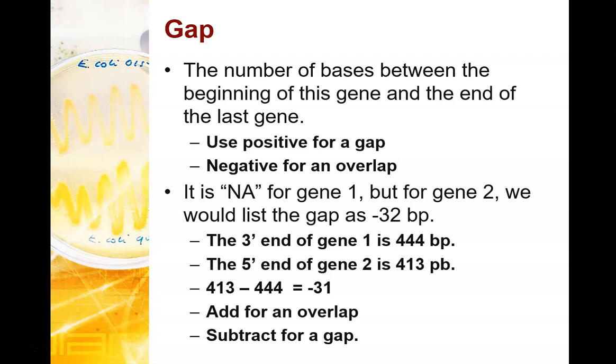Okay, what information do we also need? And that's the gap. So that's the number of bases between the beginning of this gene and the end of the last gene. The beginning of this gene is the 5' end, and the end is the 3' end. So this is not applicable for gene 1 because there is no previous gene, but if we would go to gene 2, we would list the gap as 32 base pairs. And we would use a positive value if there's a gap and negative if there's an overlap.